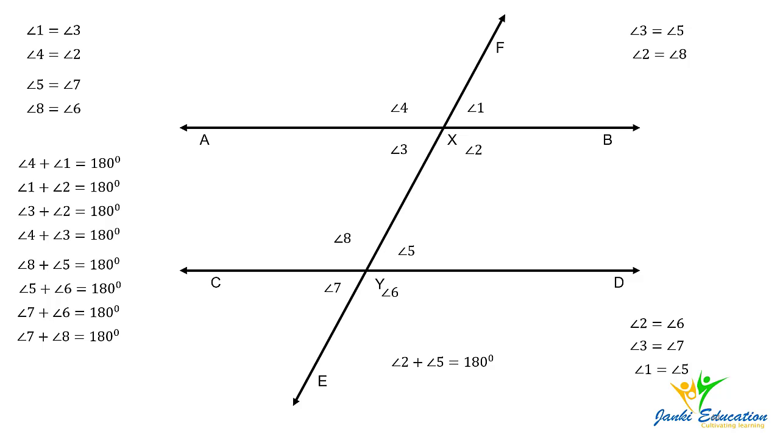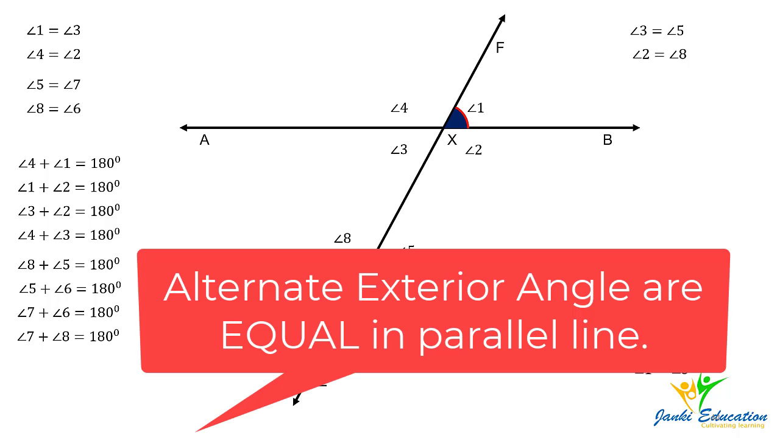Now, little bit detail. Please pay attention. You can see these two angles. They are in the exterior part. Earlier what we have seen was interior forming Z shape, but here it is forming Z shape, but they are on the exterior part, and alternate exterior angles are also equal. Clear?